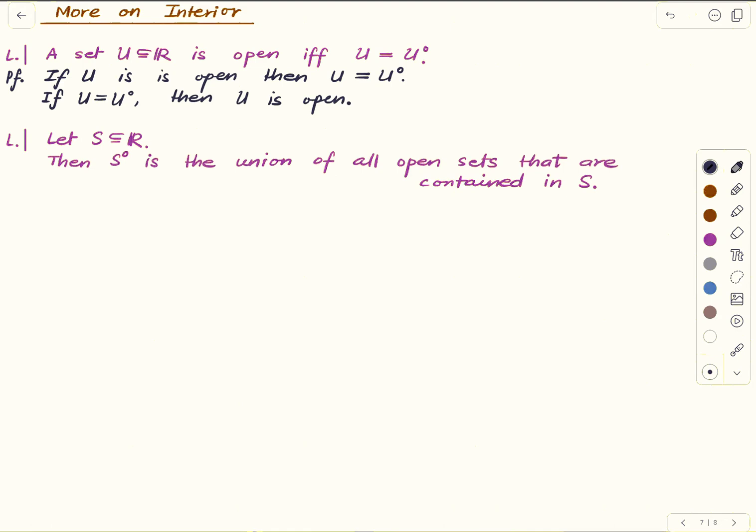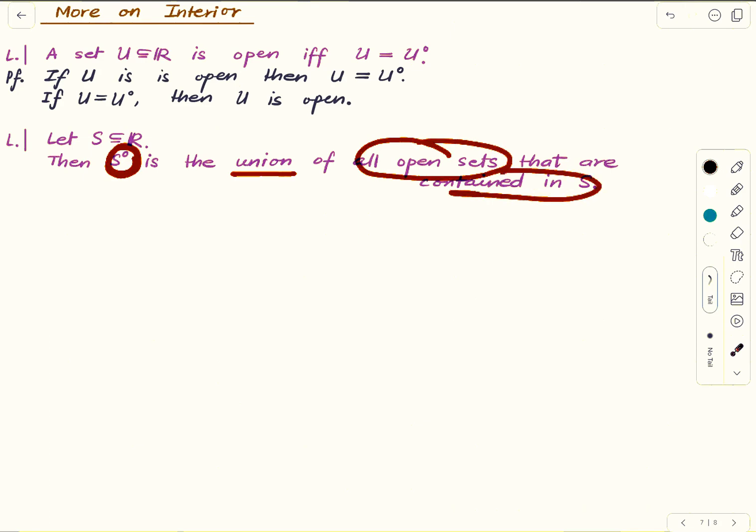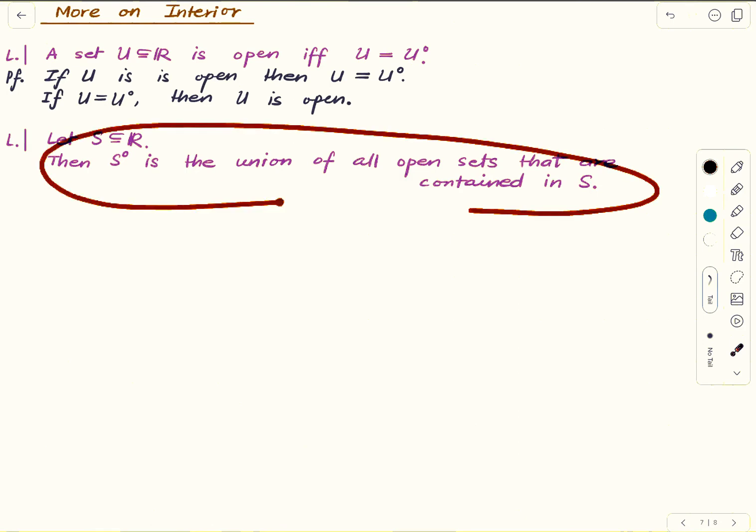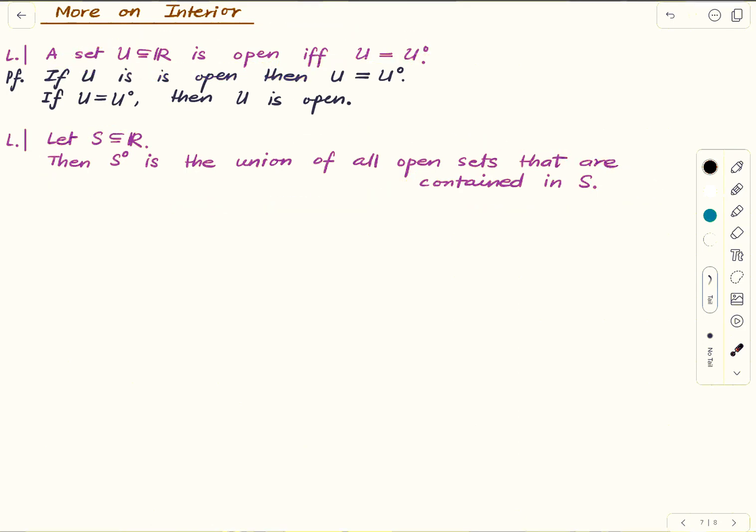And more generally, you pick any subset of the reals, then the interior of it is the union of all the open sets that are contained in it. Okay, so this is a generalization of the previous proposition. And before we write down a proof, what this is saying is that, in some sense, the interior of S is the largest open set that is contained in S.